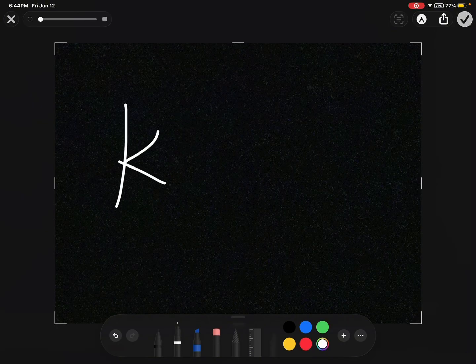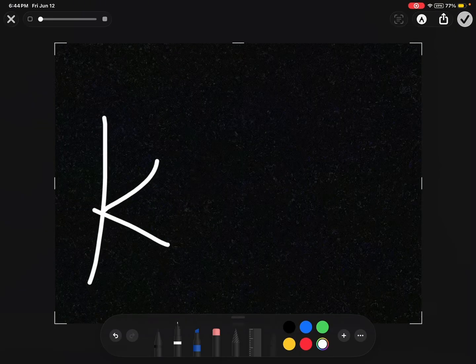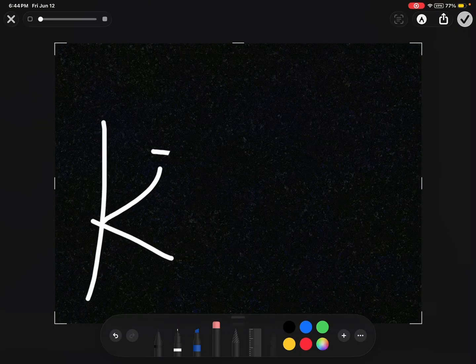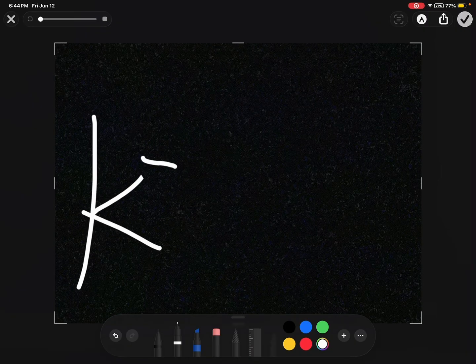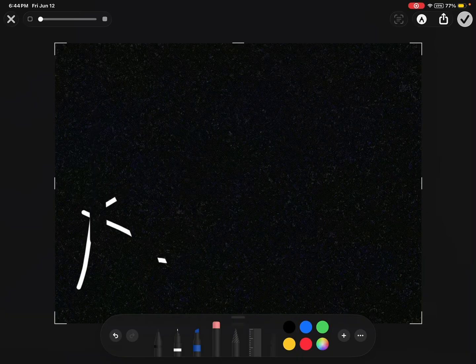H-I-J-K. For K, I came up with this. So we kind of splice the line. You just leave it like that. So how that would look is like this. Wait. It was already like that. That's the middle case K.